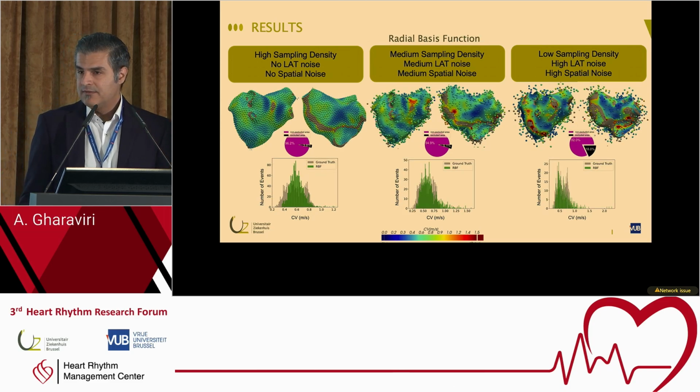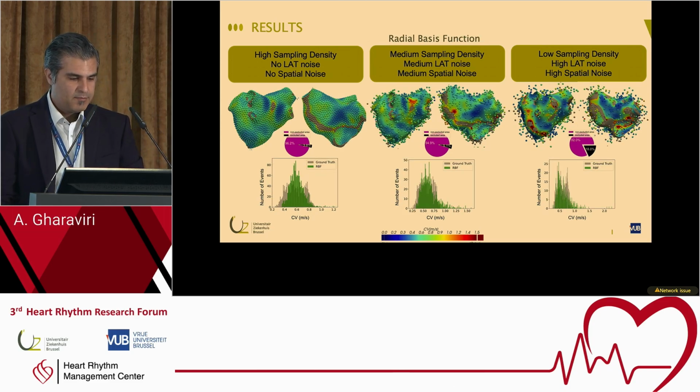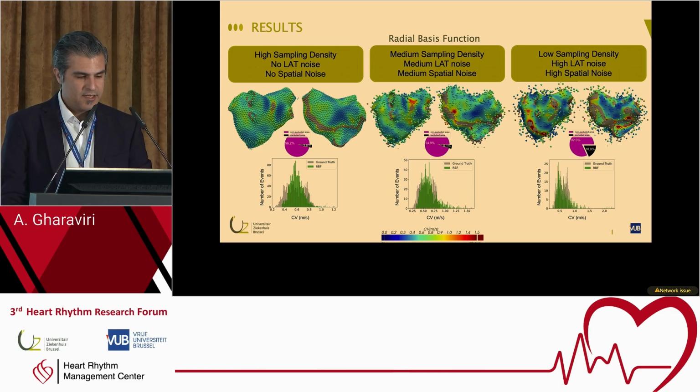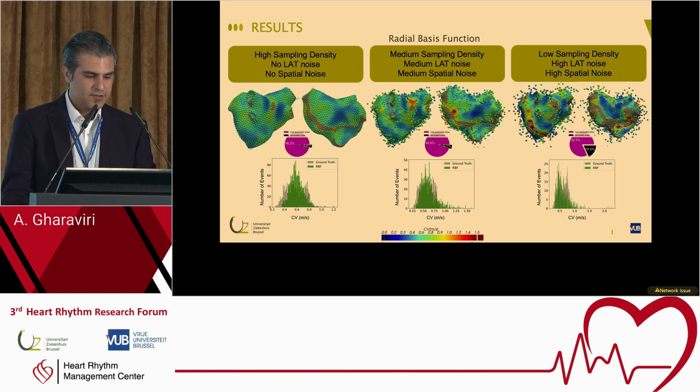The third method that we used is the RBF, the radial basis function. You simply take the local activation time recorded from the electrode locations and project it on a mesh. When you project the local activation time on the mesh and do the interpolation, you calculate the gradients of the local activation time propagation on the mesh surface, use the radial basis function for the interpolation, and then calculate the conduction velocity.